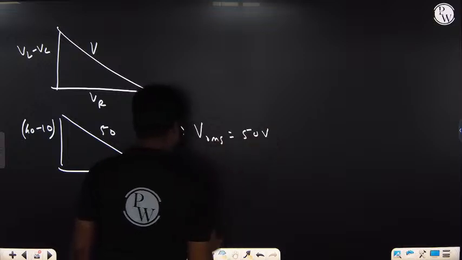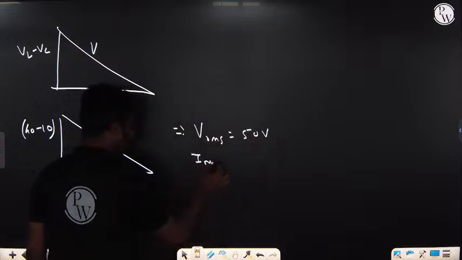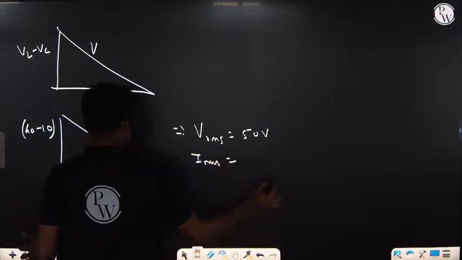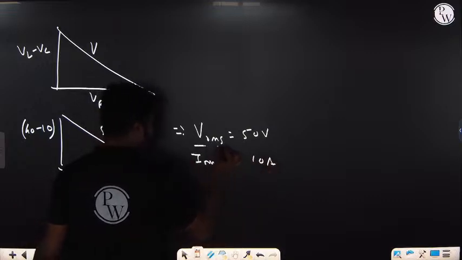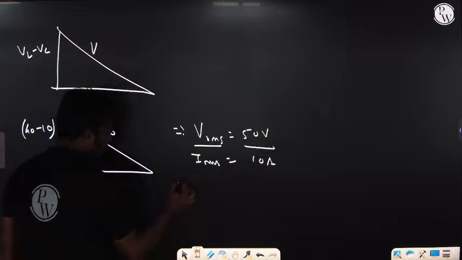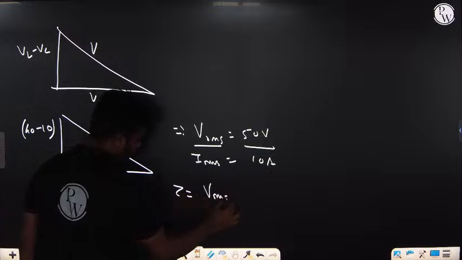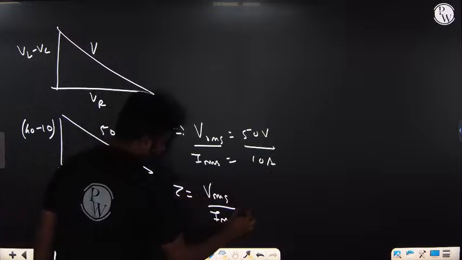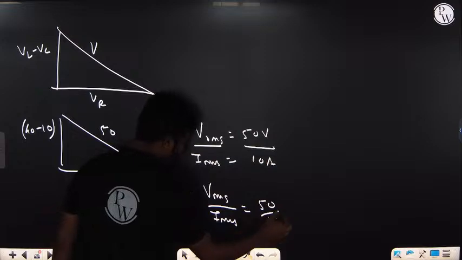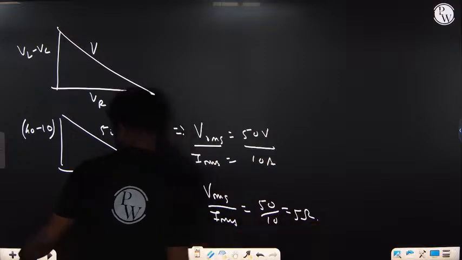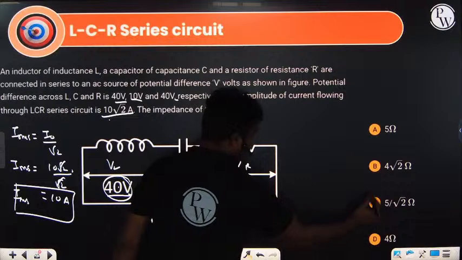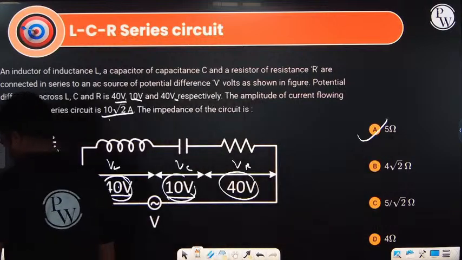Okay, and we know IRMS. Just now we calculated IRMS is 10 ampere. If we divide VRMS by IRMS, we get the impedance. So Z equals VRMS divided by IRMS, which is 50 by 10. The answer is 5 ohm. That is, the impedance will be 5 ohm. The answer is option A.